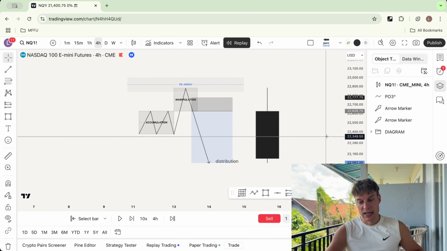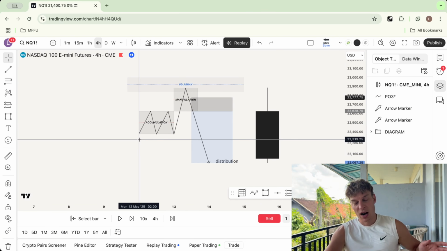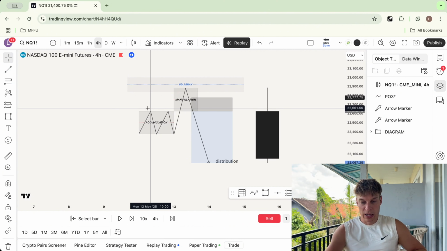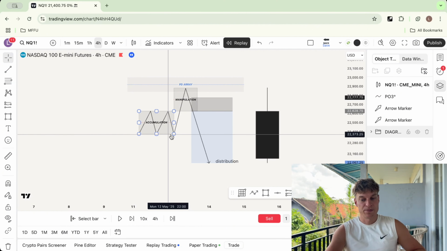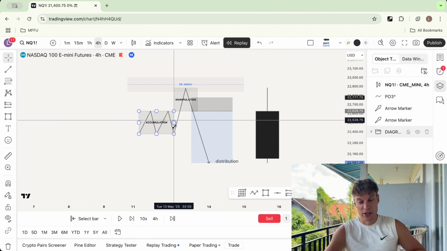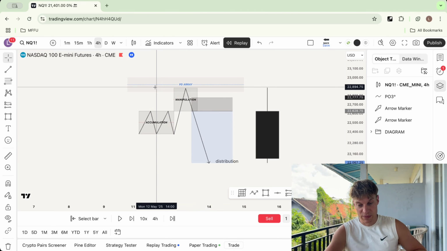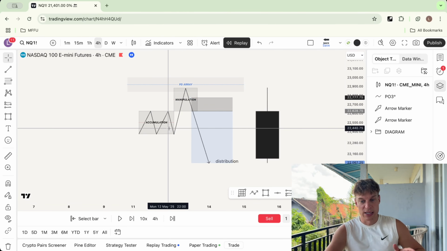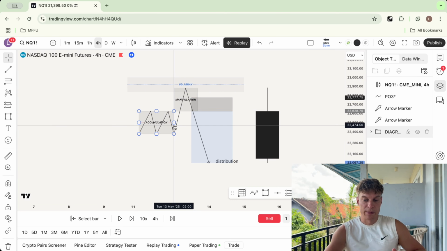So the idea with this strategy is, at the start of a new 4-hour candle, we're looking for a really clean accumulation. If we don't have a really clean accumulation, we are not trading. If we're moving up here, down here, we're not trading it. A really clean accumulation.